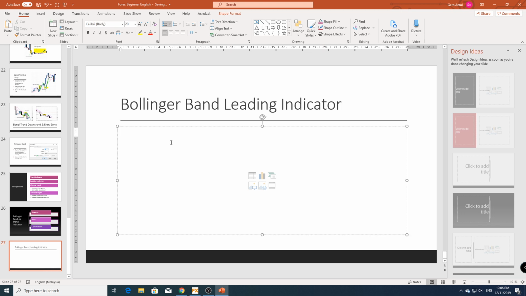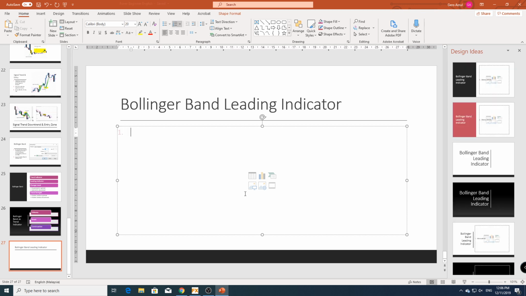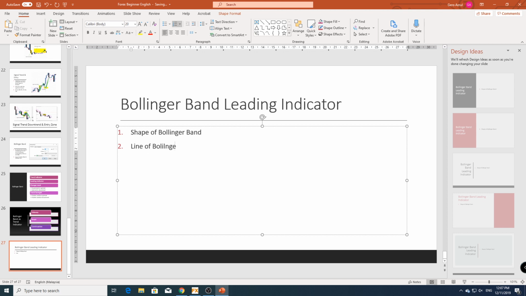So the first one, you need to understand that it's not merely just the Bollinger Band as a leading indicator, but you also want to understand how it can be used as a leading indicator. You need to see the shape of the Bollinger Band, right? And another thing you need to see is not only the shapes but the line of the Bollinger Band. So you can see the line and the shape of the Bollinger Band.